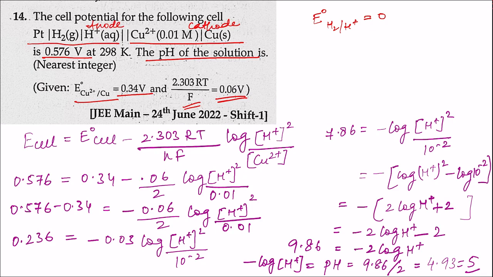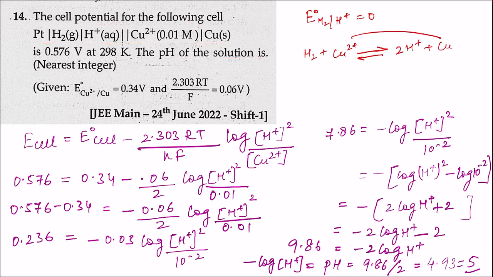So applying Nernst equation, E cell is E naught cell minus 2.303 RT by NF log H+ ion concentration raised to the power 2 divided by copper ion concentration. Now the redox reaction will be hydrogen plus Cu2+ forming 2H+ ions plus copper, and the number of electrons involved will be 2. Here Cu2+ is changing into Cu, means it is accepting 2 electrons. Hydrogen is changing into 2H+, means it is losing 2 electrons. So number of electrons is 2, value of N is 2.